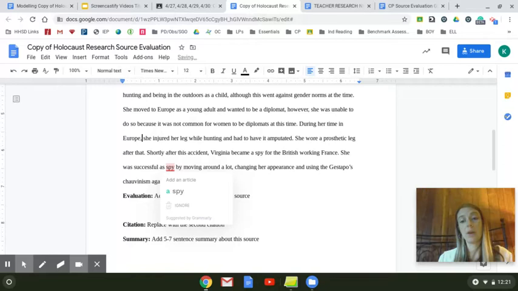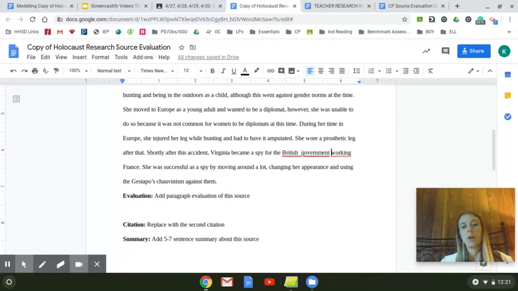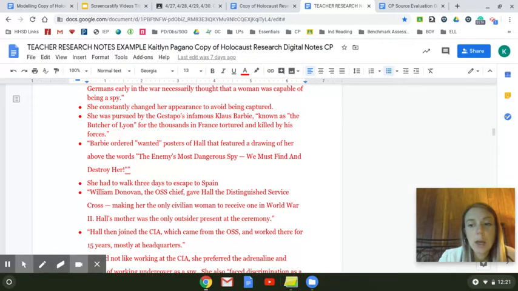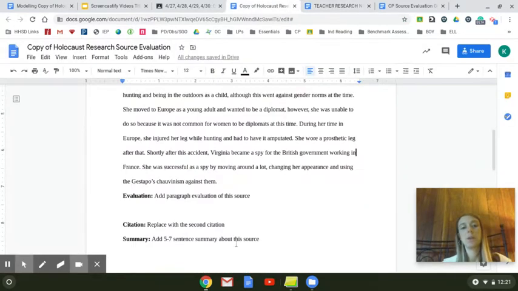This, I'm going to put the British government because it doesn't sound right if it says the British. And now I have too many. Okay. The last few details I'm going to include. She was really pursued and had to escape by walking to France with her wooden prosthetic leg. And then later on, she joined the CIA, but it wasn't really as rewarding for her because she really enjoyed being in the field. So those are the last two details I'm going to include in my summary.